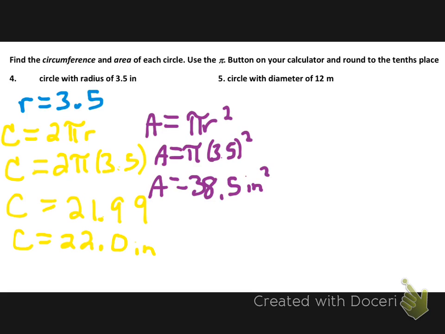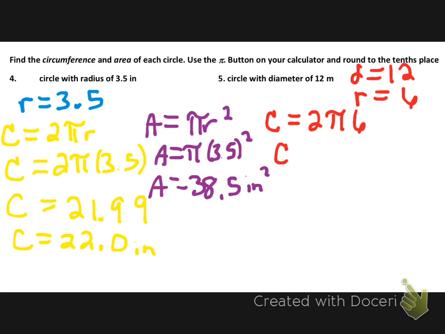Now looking at this next one, it's a little bit different on us because what's given to us is our diameter. We've got a diameter of 12. But if I have a diameter, remember that the radius is going to be half of that diameter. So the radius is half of 12, which is 6. So now to find the circumference, remember it's 2 pi times my radius, which is 6. Plug that into the calculator using that pi button, and we get 37.7 meters.